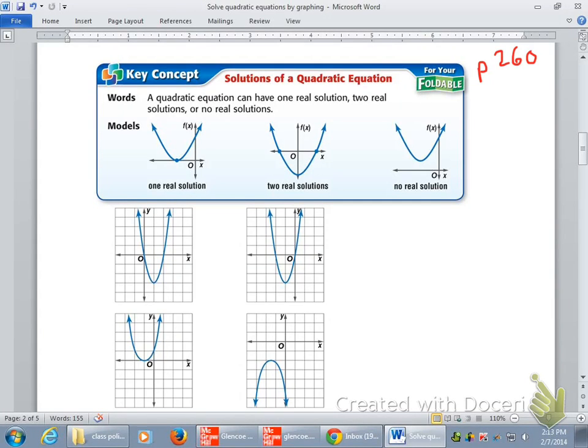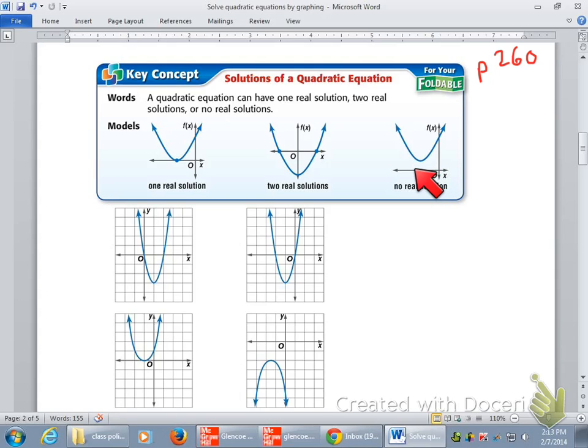So on page 260, you see this chart right here. We recognize that a quadratic equation only has three possible things that can happen. You can have one real solution. If your quadratic equation comes down and just barely touches the x-axis, it'll have one solution. If your quadratic comes and touches the x-axis in two places, then you will have two solutions to that equation. And it's possible that your quadratic could never touch the x-axis, in which case we'll have no solution.